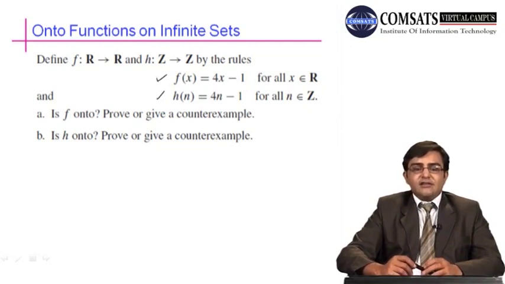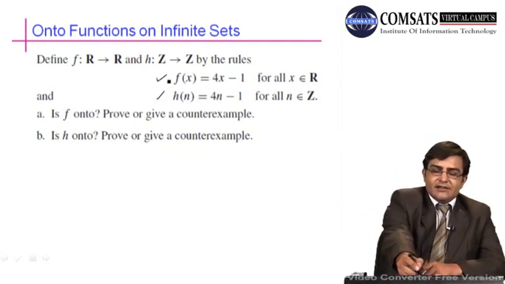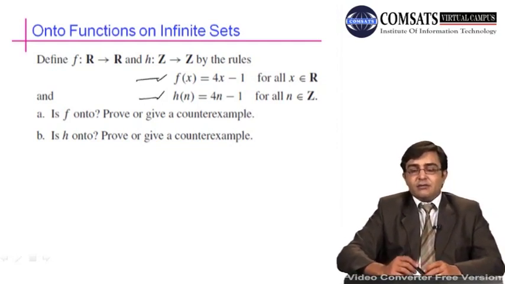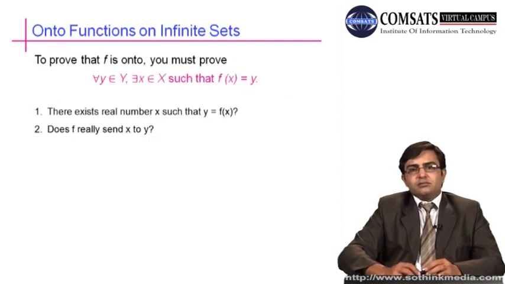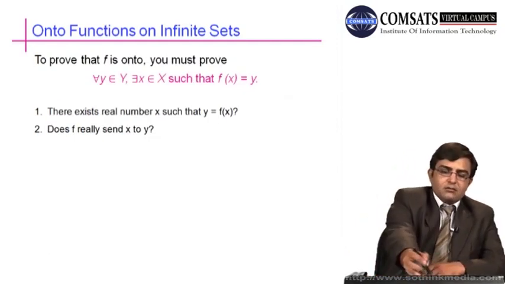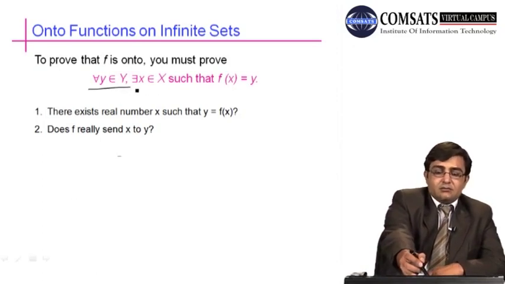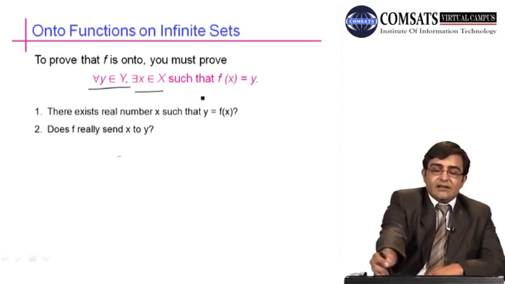Now we have two functions, f from R to R and h from Z to Z. Once again, R is the set of real numbers, Z is the set of integers. By the rules, we define f like this, and h of n is equal to 4n minus 1. Now we have to prove or disprove whether f and h are onto or not. If they are not, we have to give a counterexample. So how to prove? I repeat here, for all y belonging to Y, we shall prove that there exists some x in X such that y is the image of x under the function f.